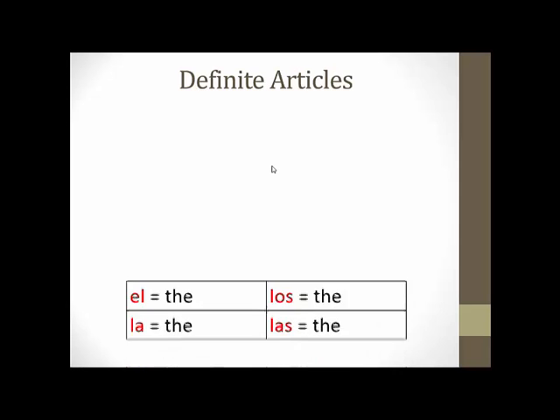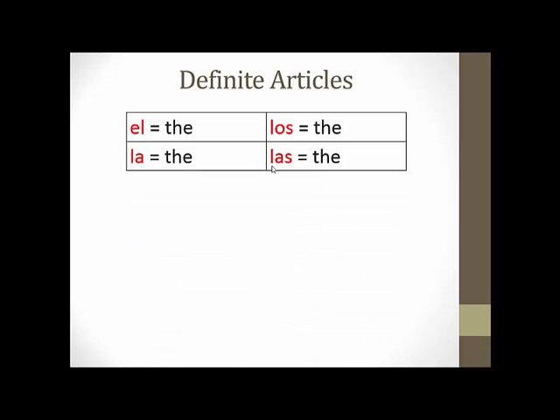Let's talk about definite articles now. Here is a chart of the 4 definite articles in Spanish and English. Notice that all 4 words in red mean the same thing in English. So the word el in Spanish means the, la in Spanish means the, los means the, and las means the. All 4 of them mean the.